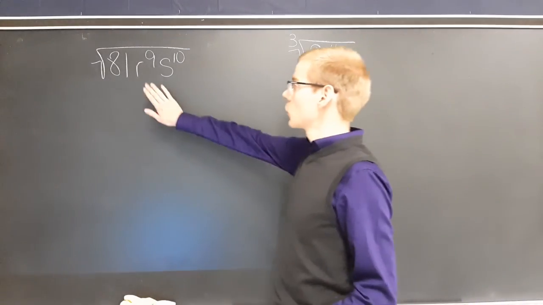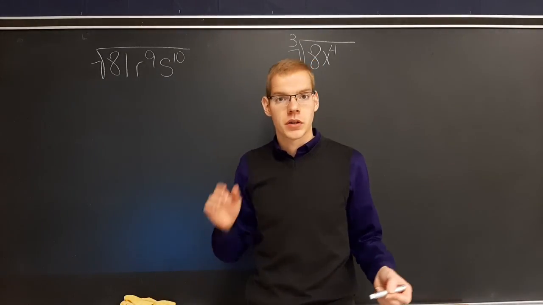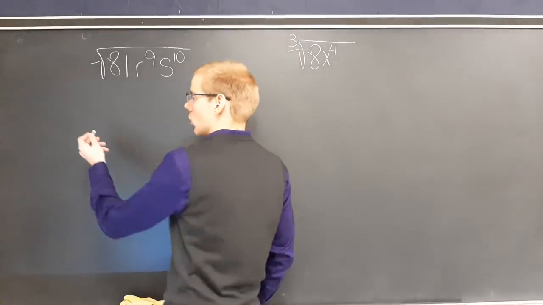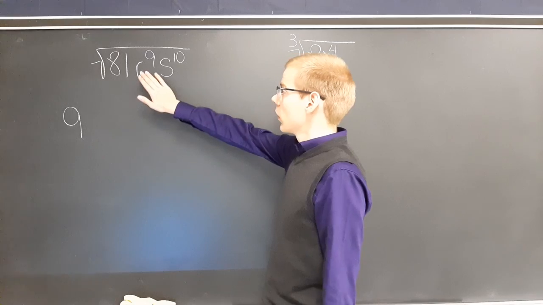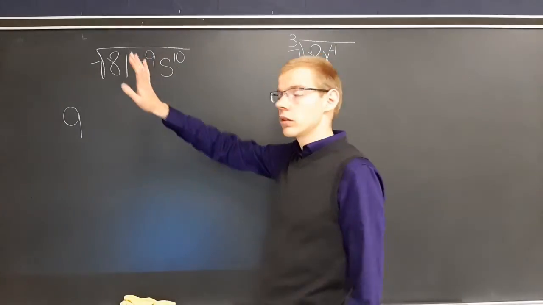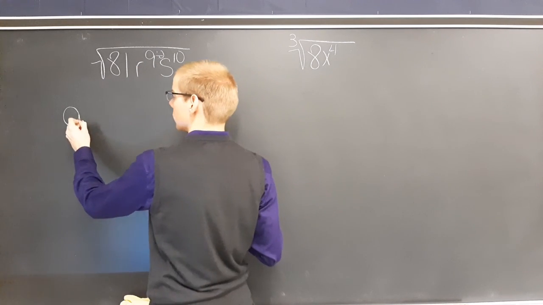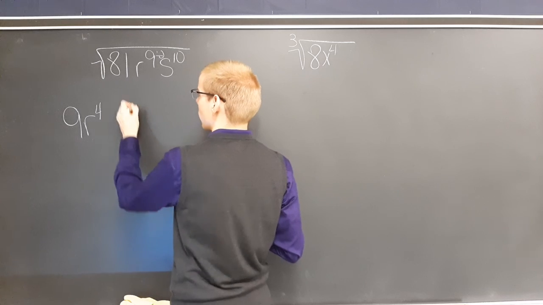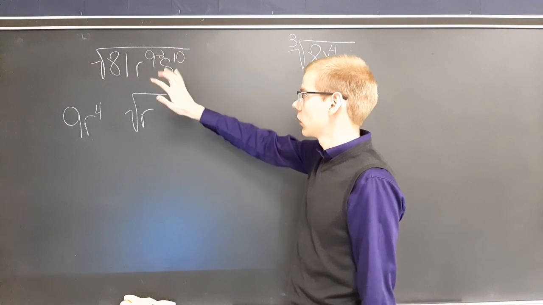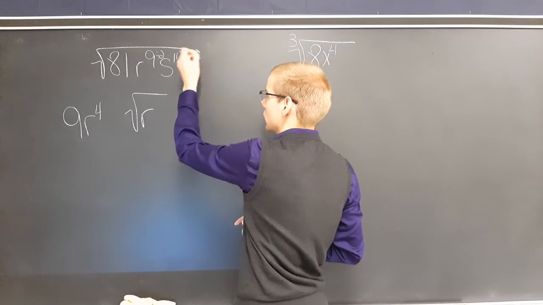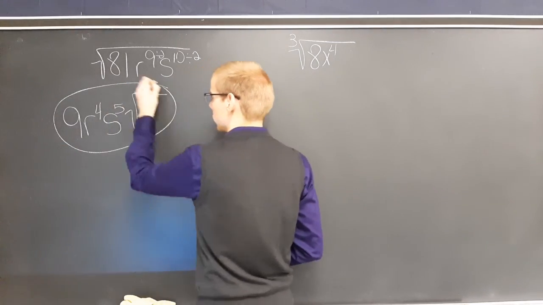So for number 4, since 81 is a perfect square, don't worry about the upside down division. 81 is just 9. And now r to the power of 9, divided by 2. 9 divided by 2 would be 4, r to the 4, we have one r left over. And now s to the 10. 10 divided by 2 is 5. So you'd write an s to the 5. There you go.